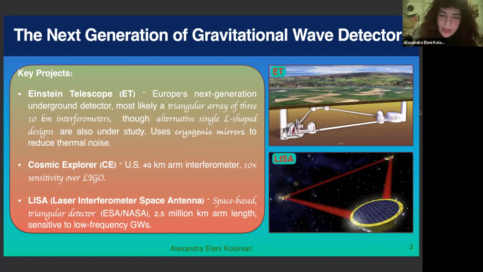The Cosmic Explorer will be a detector similar to the LIGO detectors, meaning it will most probably have an L shape, but the length of the arms will be 10 kilometers. So we will have 10 times the sensitivity of LIGO detectors. And LISA will be a space-based triangular detector with each arm being 2.5 million kilometers in length, so we will also have sensitivity to low-frequency gravitational waves.